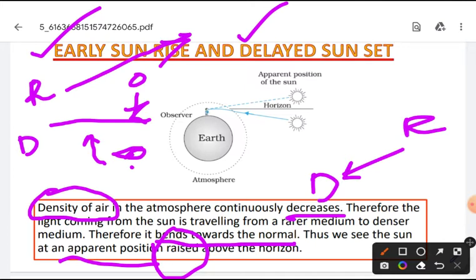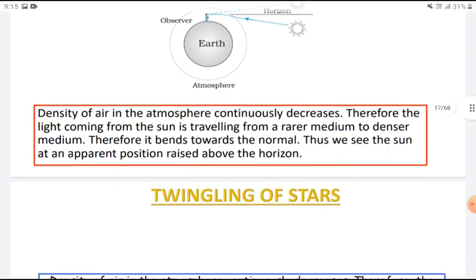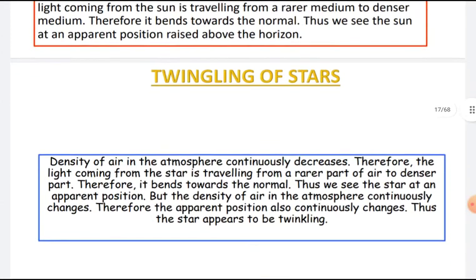In an apparent position, it's a little raised, so that the density of air in the atmosphere continuously decreases. Therefore, the light coming from the sun is traveling from rarer medium to denser medium. Therefore, it bends towards the normal. Apparent position raised above the horizon.